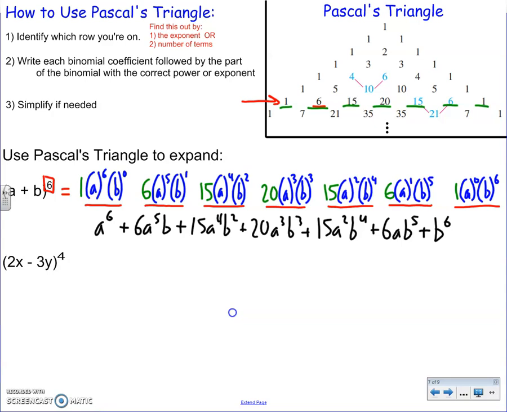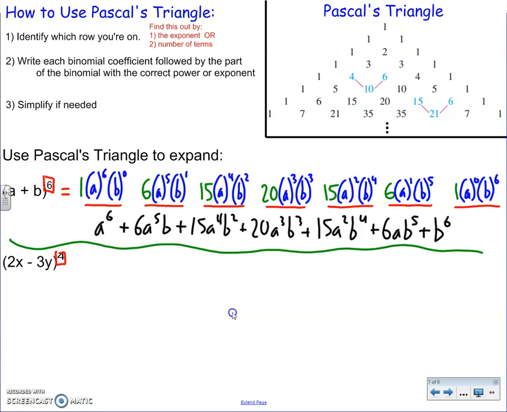So let me set up the next one. Here we have actual numbers. So first let's figure out which row we're in. We're going to be in row number 4. So let me erase this and go to row number 4. The second number is a 4. That's good. So here's the 4.